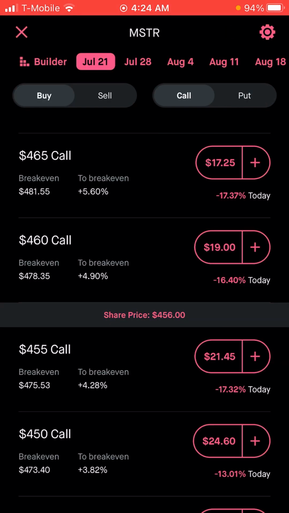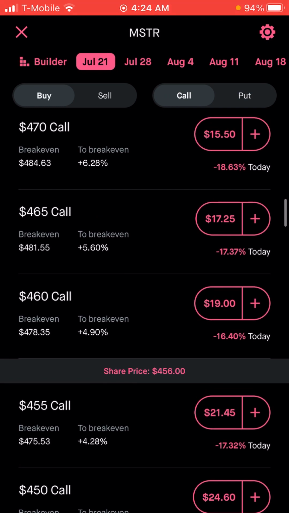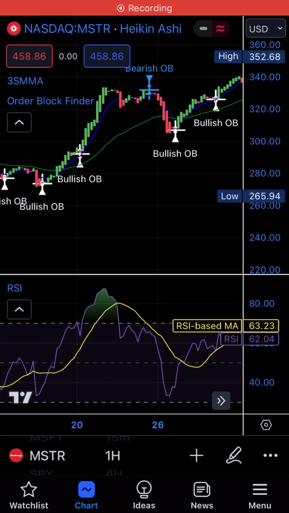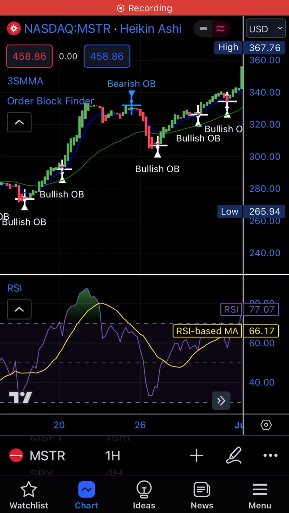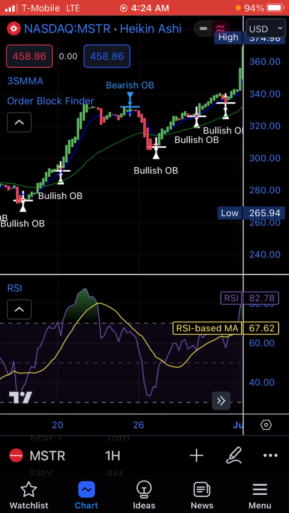So let's just look at a call here. When doing MicroStrategy, I focus on in the money, because in the money will get you into profit faster. Now, one thing you want to be clear of is, what I would do is I would practice day trading MicroStrategy. I would practice it a couple times, a couple weeks, and I would take note of what your percentage gains are.